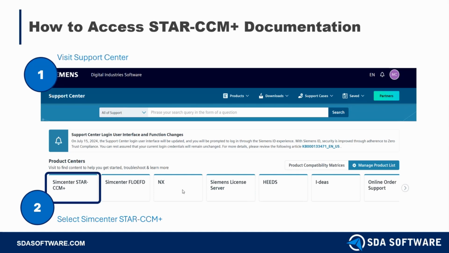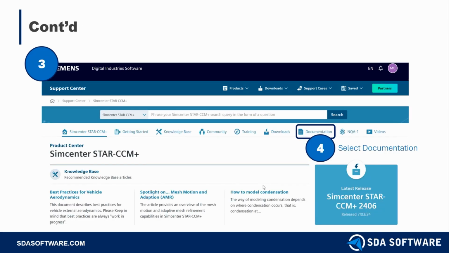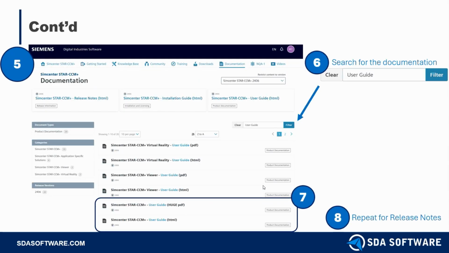So first you will need to visit the support center. That'll be your step one. And then under the product center, you will select the STAR-CCM+ product. That will bring you to the product center for STAR-CCM+. Under the product center, you'll see multiple tabs such as knowledge base, downloads, and documentation. For this case, we'll select the documentation tab. We click on that tab. It will bring you directly to the documentation page for STAR-CCM+. Usually it brings you directly to the latest version. If not, you can change it in the top right corner within that page.